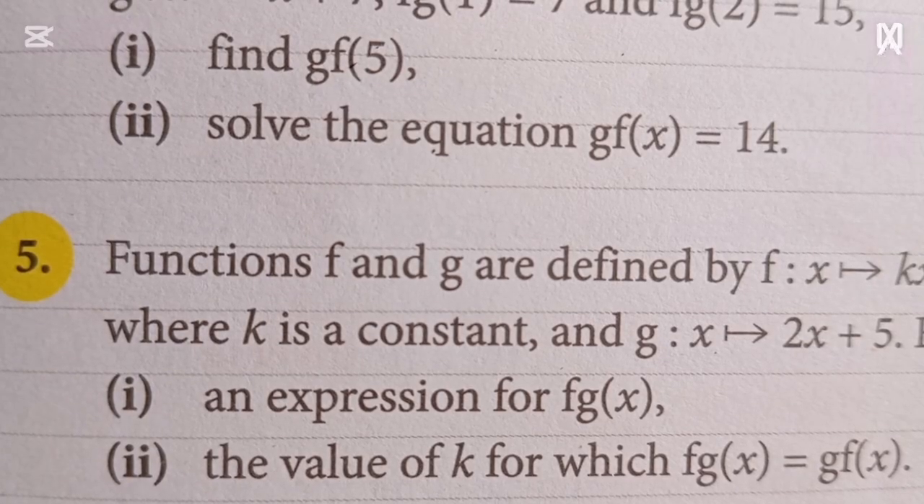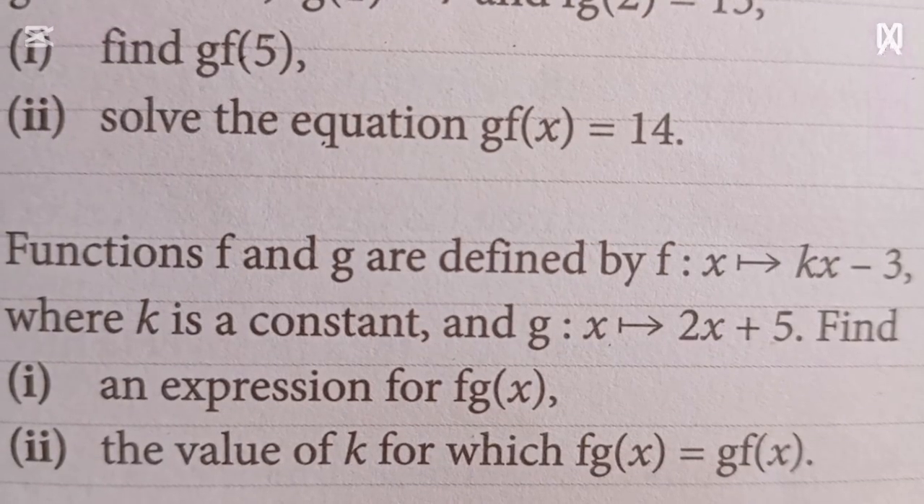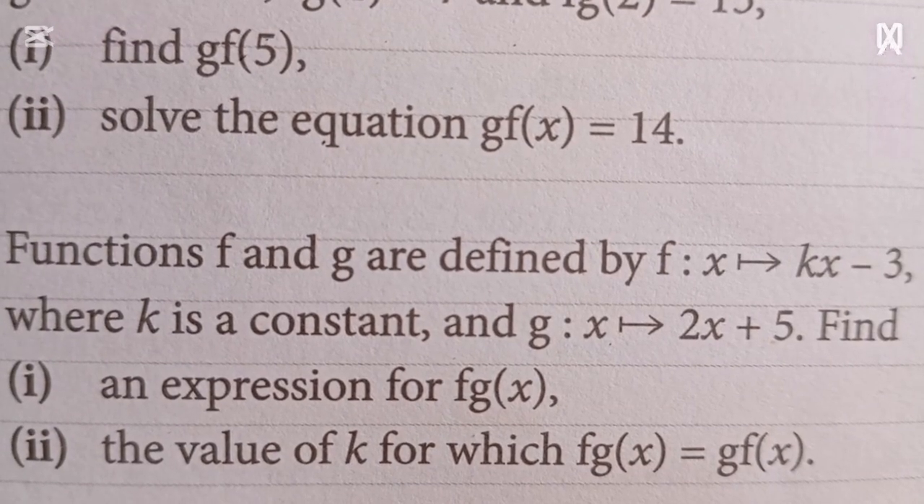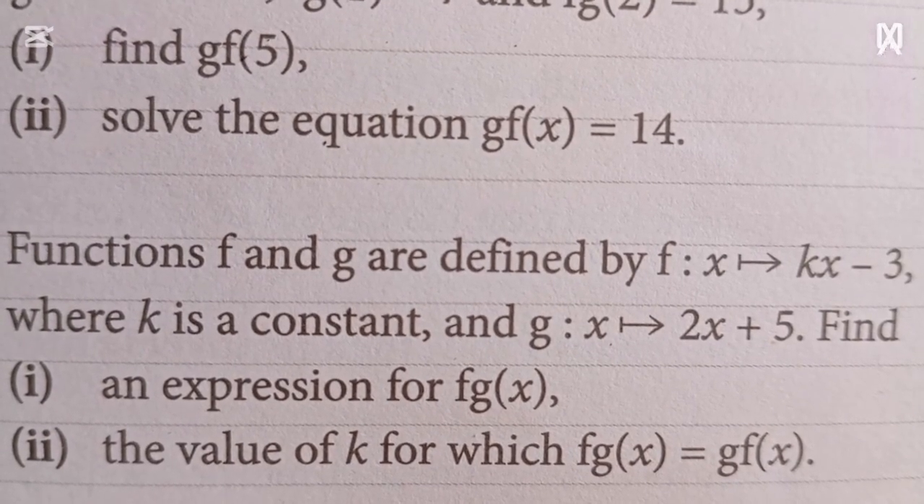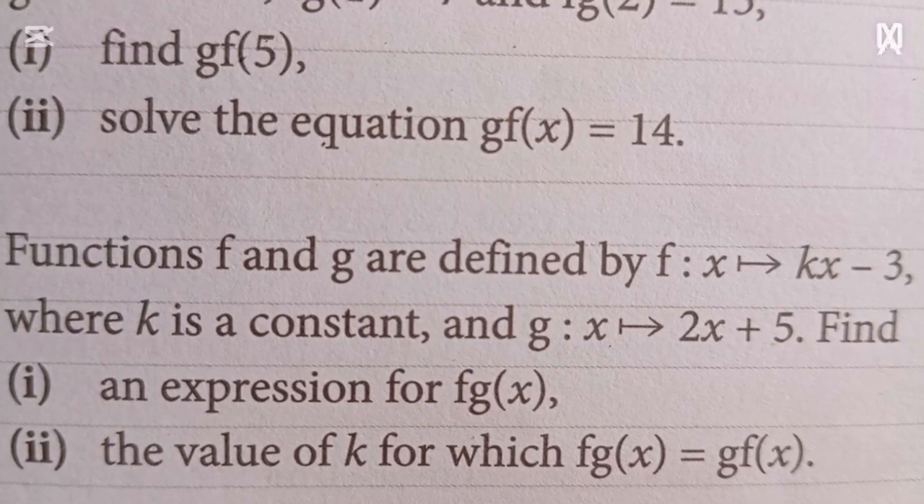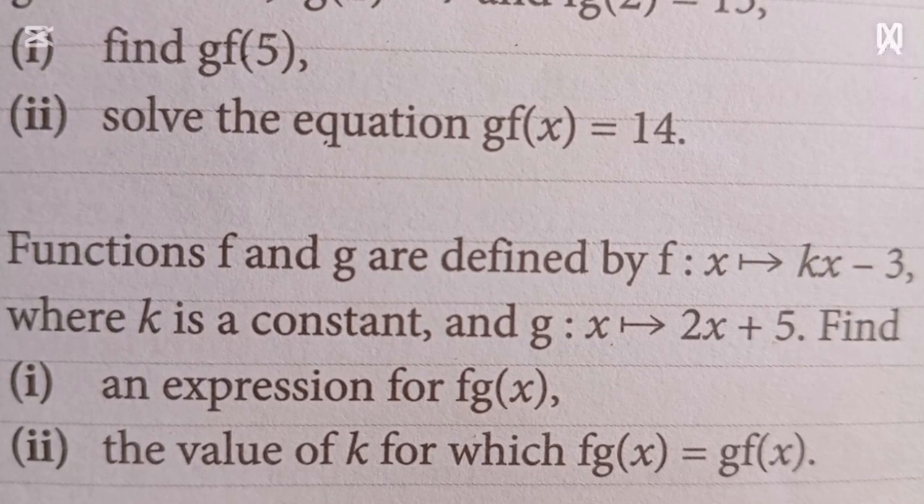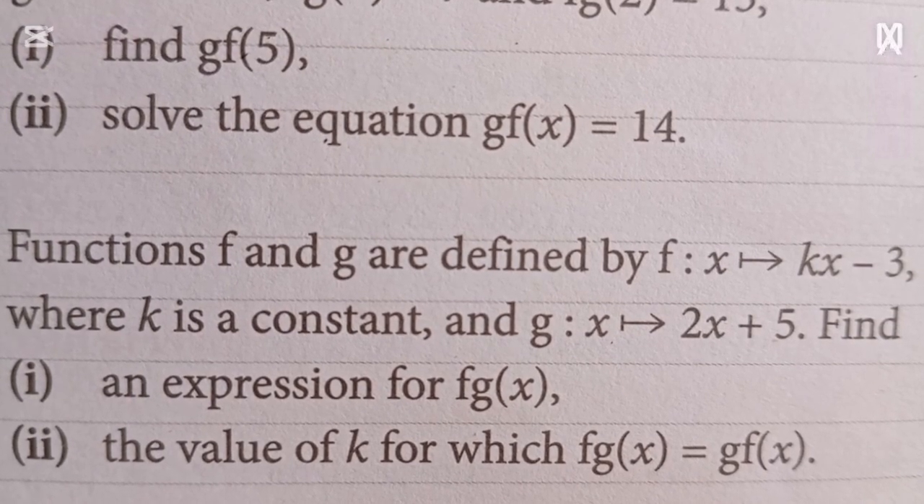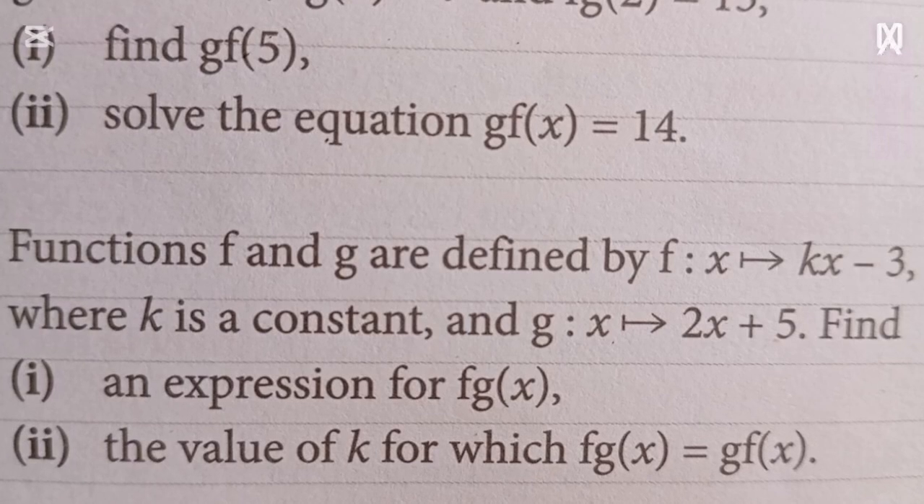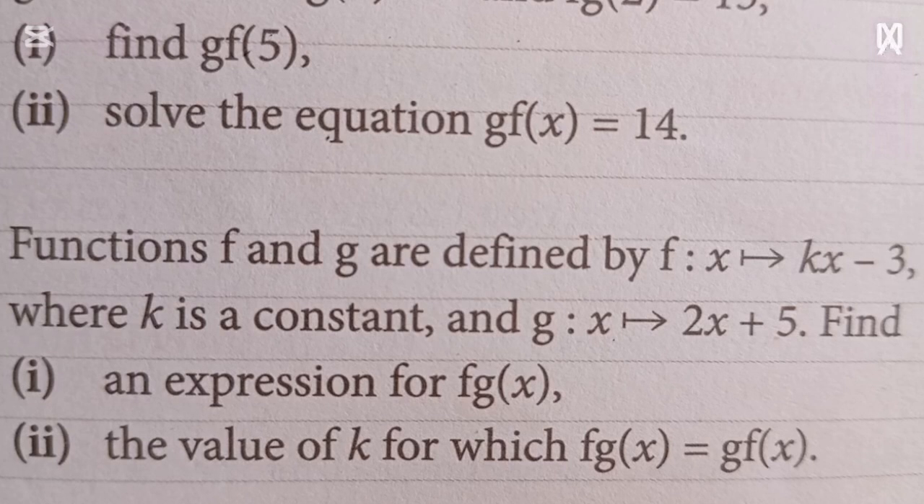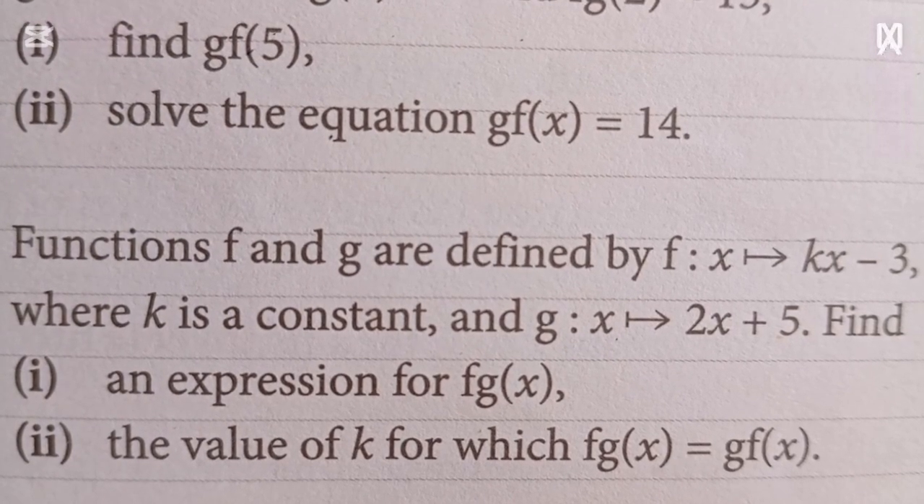The statement of question number 5 is: functions f and g are defined by f(x) = kx minus 3, where k is a constant, and g(x) = 2x + 5. Number 1, find an expression for f(g(x)). Number 2, the value of k for which f(g(x)) is equal to g(f(x)).